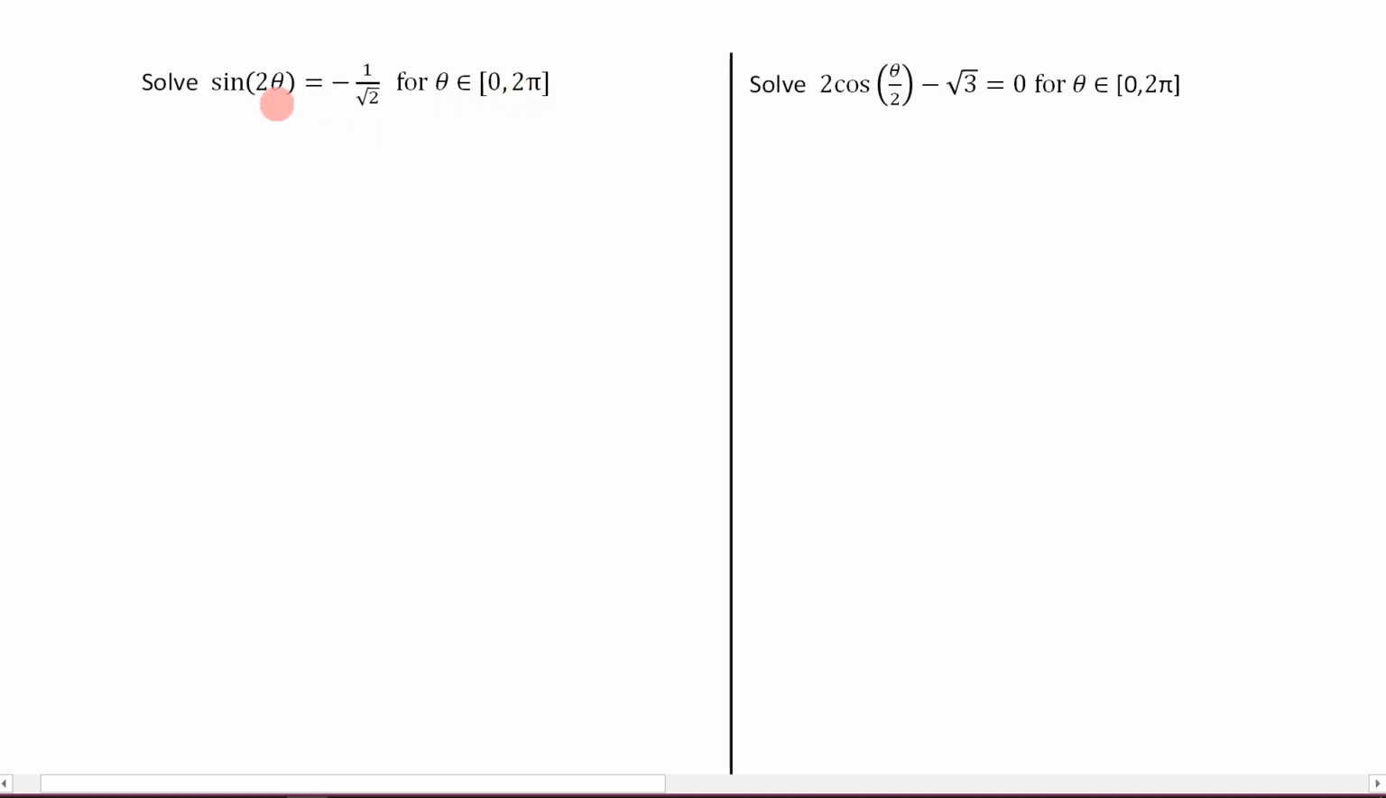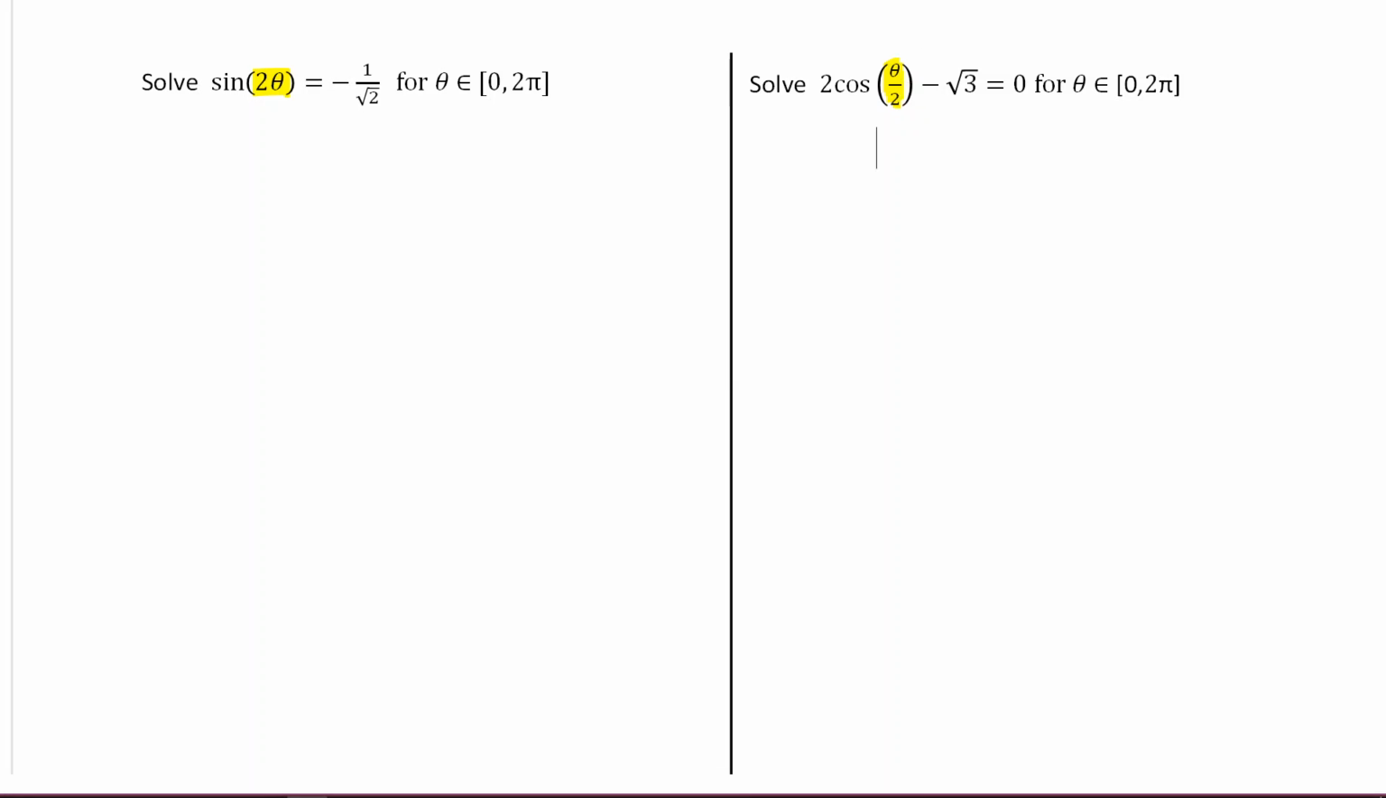Hopefully what you notice here is what makes these questions different to what we've seen in previous parts of this lesson is this coefficient in front of our theta. So 2 theta over here, we have theta divided by 2. So it's quite clear what is different here. And how are we going to address this?